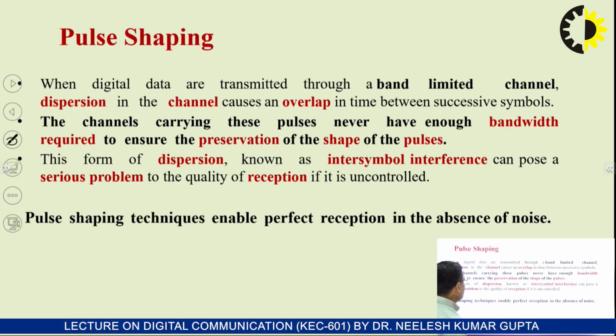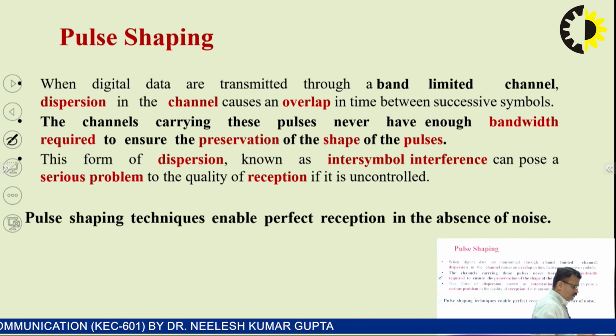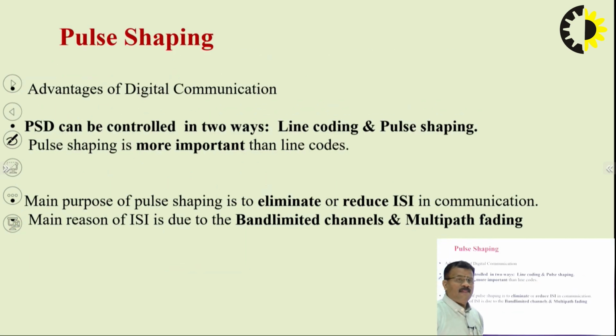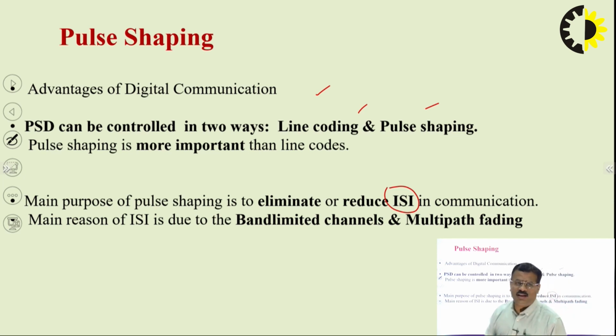Pulse shaping is another feature of the digital communication system. It avoids the overlapping or dispersion in the pulses. Okay, this is pulse shaping. PSD can be controlled in two ways, using line coding and pulse shaping. Pulse shaping is more important than line coding, you can control the PSD, power spectral density. The main purpose of pulse shaping is to eliminate or reduce ISI. ISI means inter-symbol interference. The main reason for ISI is band-limited channels and multipath. So you can understand this in short about pulse shaping.